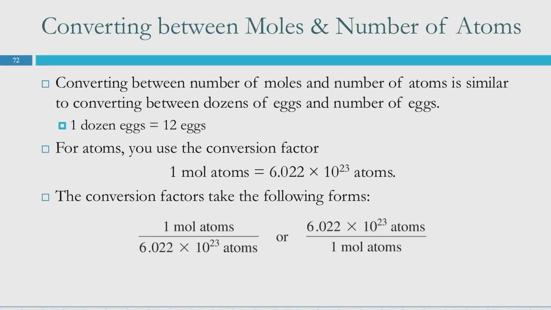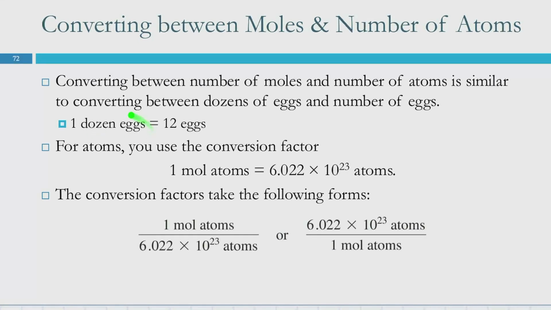If we are converting between a dozen eggs and eggs, our conversion factor would be built out of 1 dozen eggs and 12 eggs. For atoms, we're going to use this: 1 mole of atoms equals 6.022 times 10 to the 23 atoms. And so we can come up with either of these 2 conversion factors, one where moles is on top and the other where atoms is on top.